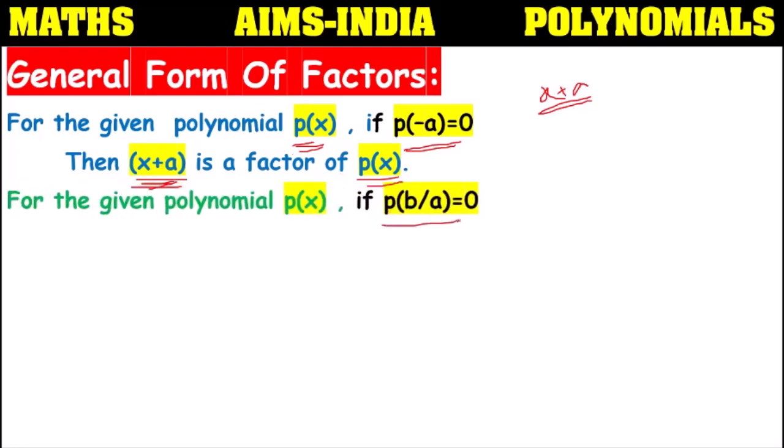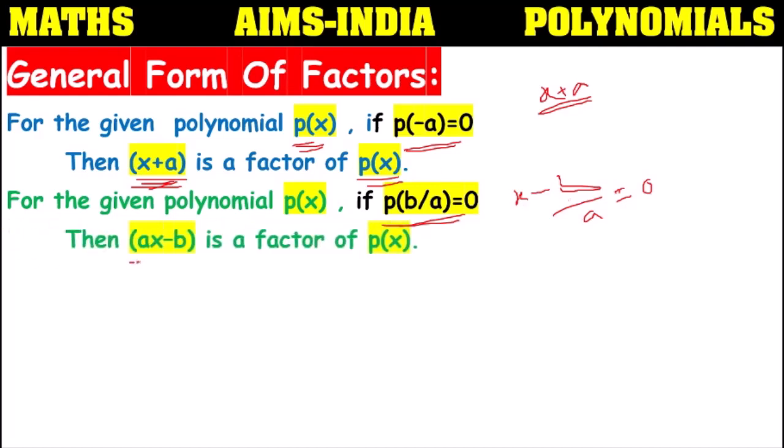Suppose p of b by a. How can we write it? Here the plus symbol is there, so we have to write x minus b by a. After simplification, x minus b by a equal to 0. That we have to consider. So after taking the LCM, ax minus b equal to 0. So what will be the factor? Ax minus b is the factor.